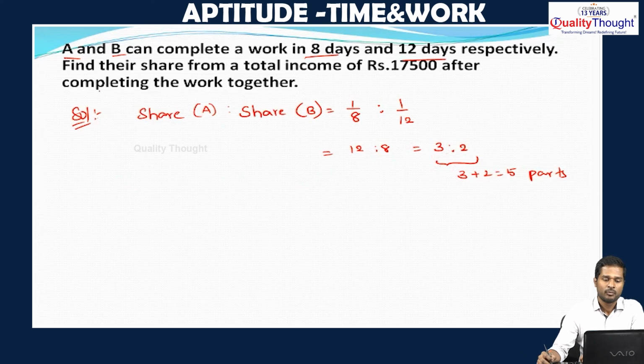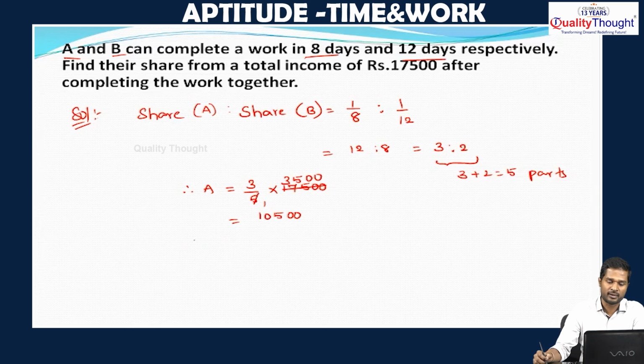So what he said, find their shares. The question asks what is the amount received by A and B individually. So A receives 3 parts out of 5 parts from a total amount of 17,500. You can make that 17,500 into 5 equal parts. 5 ones are 5, 5 threes are 15, 5 fives are 25, this is 3,500. So 3 threes are 9, 3 fives are 15, which is 10,500. So A will receive an amount of 10,500 and the remaining amount will be received by B.